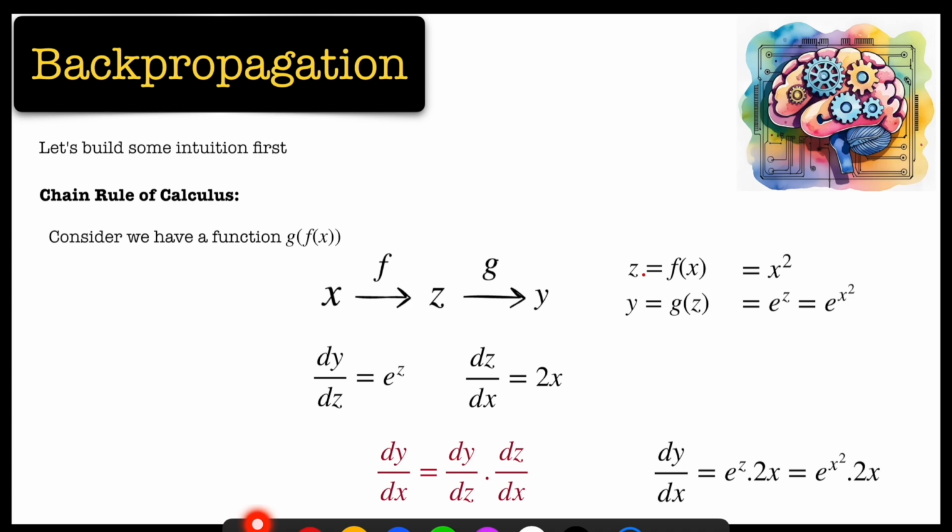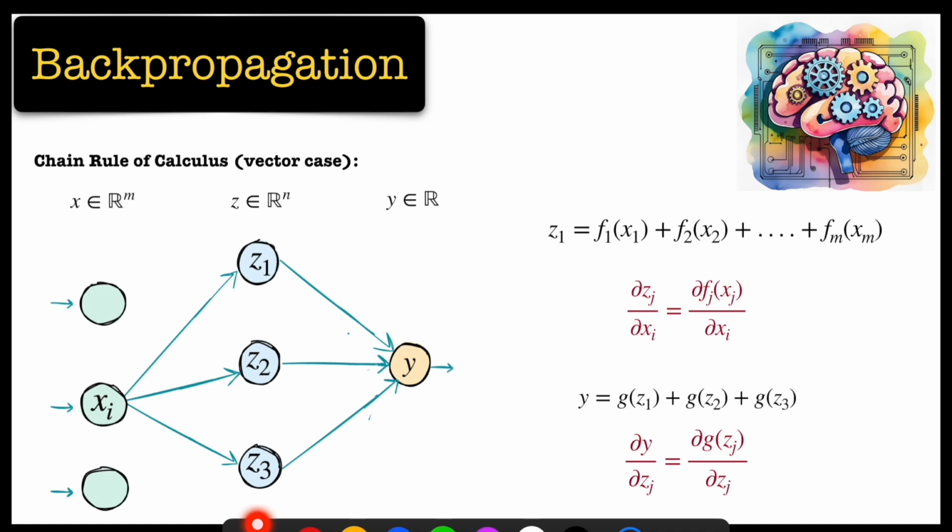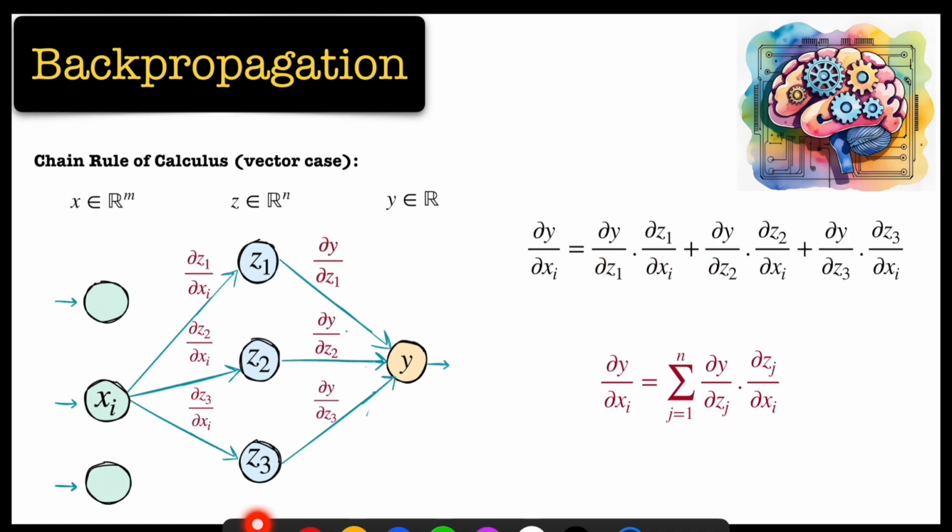Next we'll see the vector case. Let's say from x to z and z to y we are calculating, but here x is an m dimensional vector and these are the m values. Z is an n dimensional vector, these are the n values, and y is a single value.